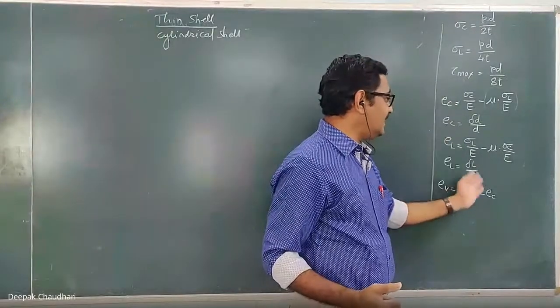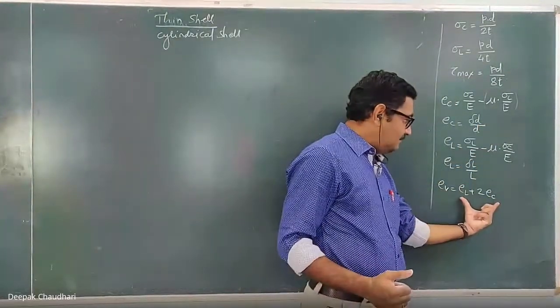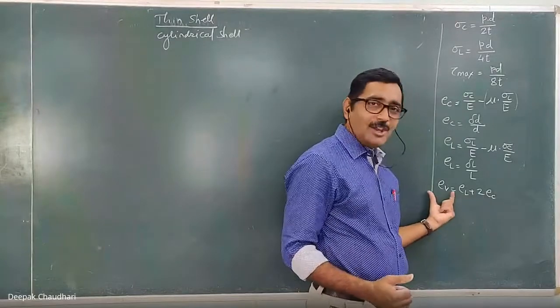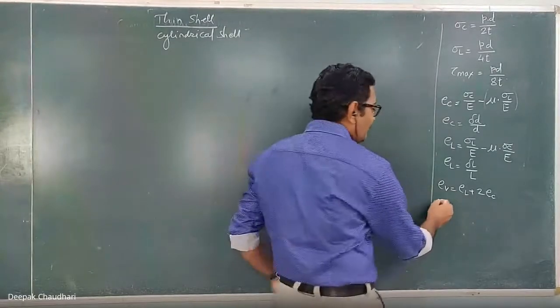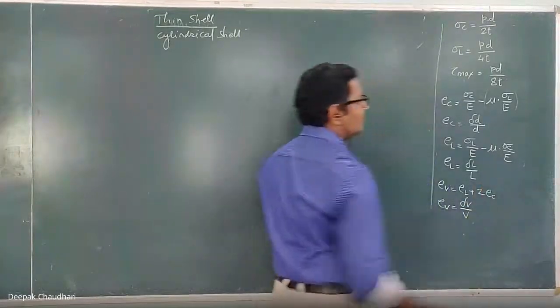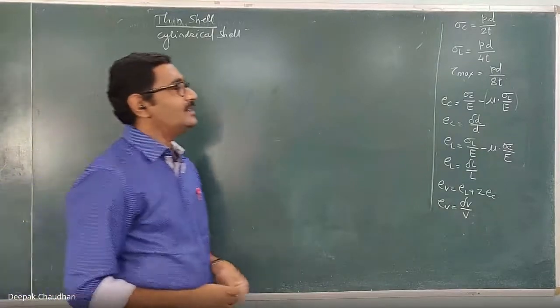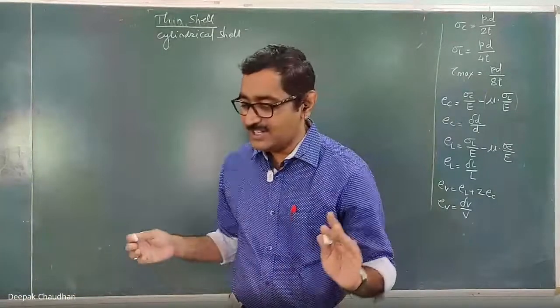With the help of this EC and EL, you can calculate the change in diameter and change in length. Again, with the help of EC and EL, you can calculate the volumetric strain. And with the help of this volumetric strain, you can calculate the change in volume. We know that the volumetric strain equals the change in volume upon original volume. This way we can calculate the change in dimensions for the cylindrical shell.